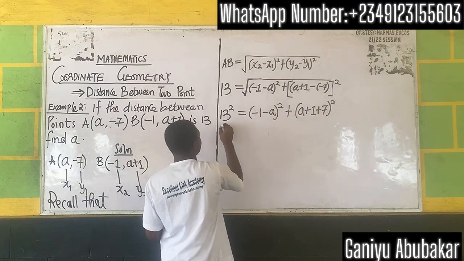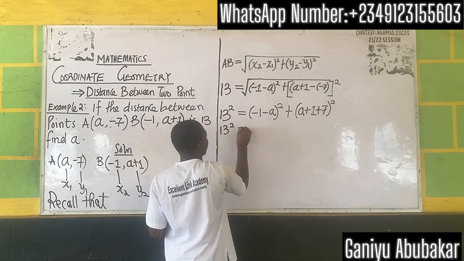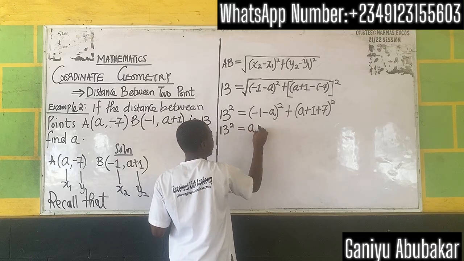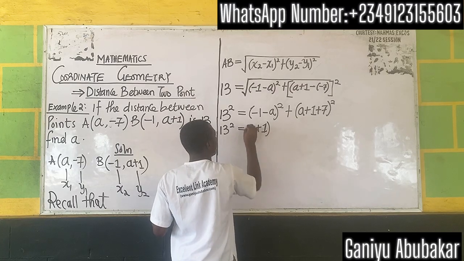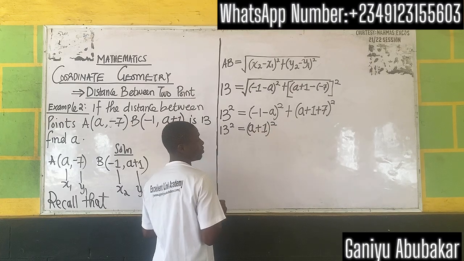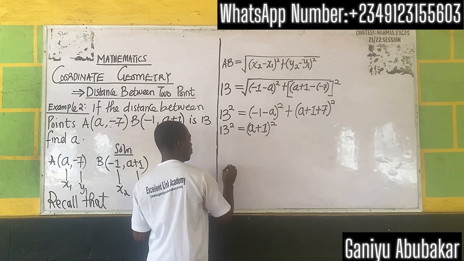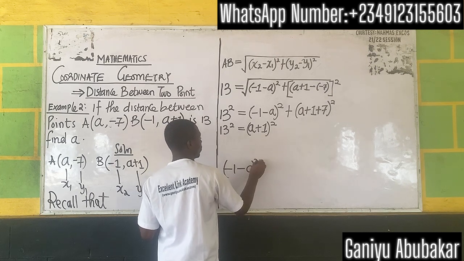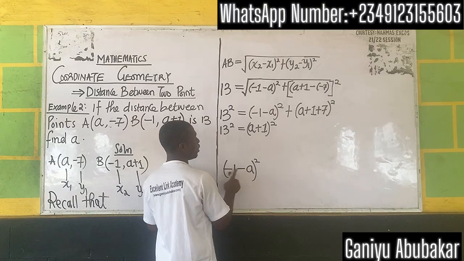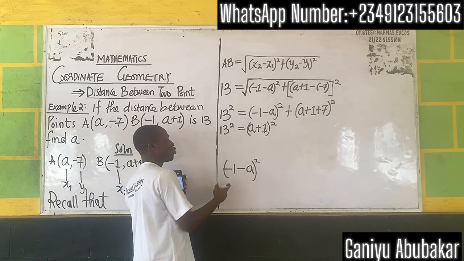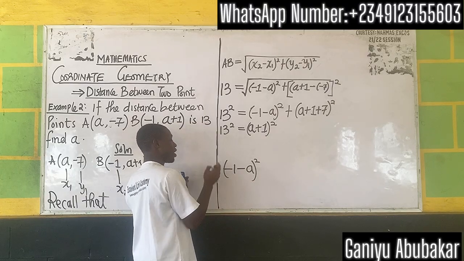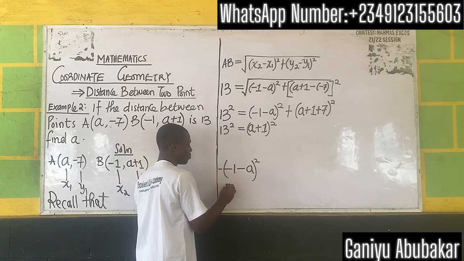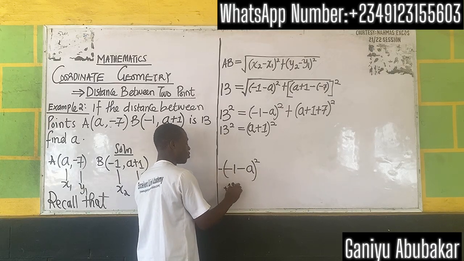Proceeding, this gives you 13 squared equals, from here this can be written as (A plus 1) all squared, still valid. How? We have (minus 1 minus A) all squared, right? I want to eliminate this negative. It looks weird this way, so I can introduce a negative sign here. Minus times minus gives you plus, that's plus 1. Minus times minus gives you plus A.